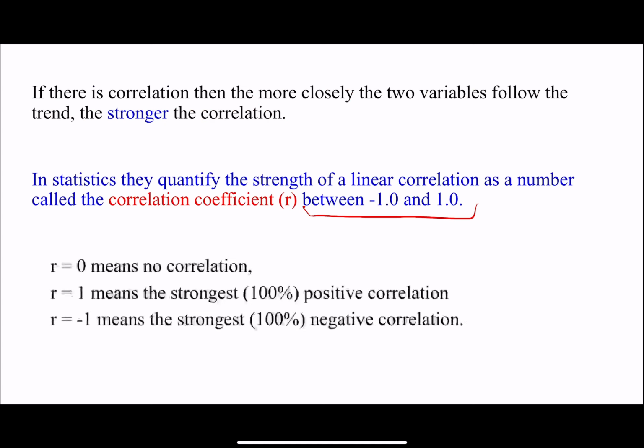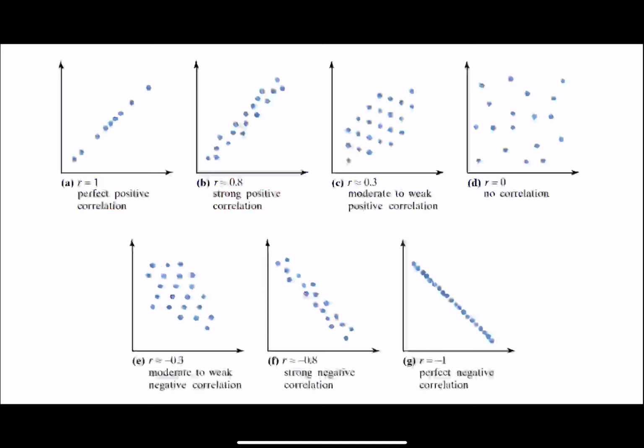So when the correlation coefficient is 0, it means there is no correlation. If the value is 1, it means that's the strongest positive correlation that we have. And if we get -1, it means that it's the strongest negative correlation. So we always get a value between -1 and +1. Well, here we go. For example, when the correlation coefficient is 1, we have perfect positive correlation.